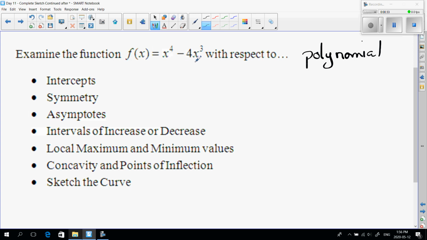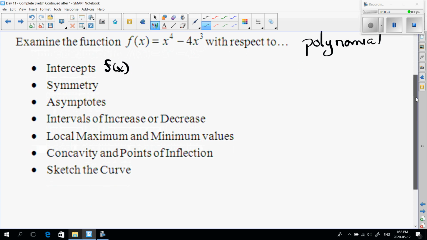But it'll be in the form f of x equals ax to the whatever plus bx to the whatever, and so on, in descending order. So the first thing we're going to do is find the intercepts. To find the x and y intercept, I am going to use f of x.